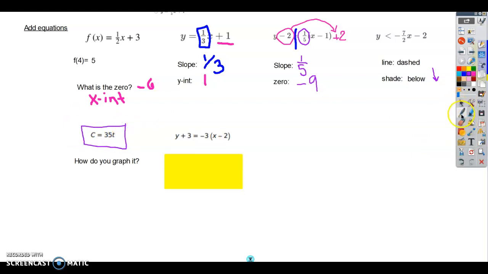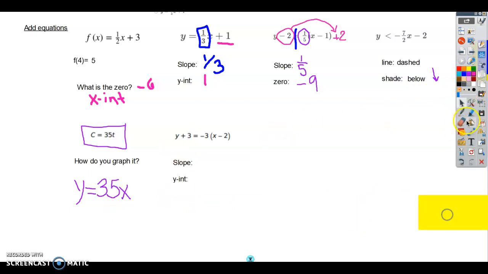Right? How do you graph this? You cannot graph it like that. We have to change it to y equals 35x. Okay, so when you see something like that, this is how you would graph it. Y equals 35x. Okay, what about this one? How would you graph that? Well, I know for sure that the slope is -3 because that's where it's at. But I need to go find the y-intercept.